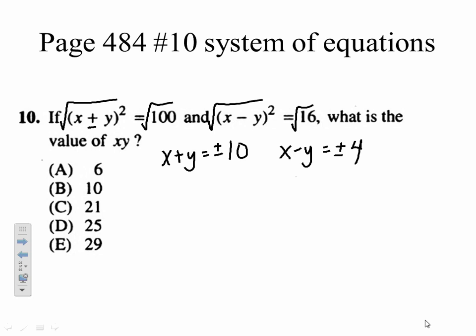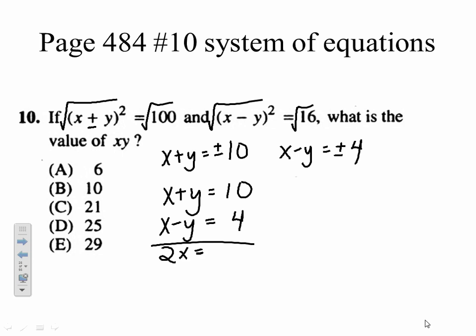Okay, so there's a couple of ways you could do this. You could do it through various systems of equations. So you could just combine these two statements, and the y's would cancel and you get 2x equals 14. So x equals 7.